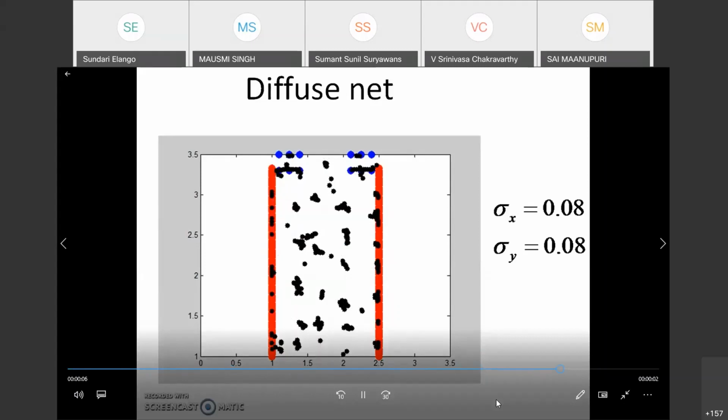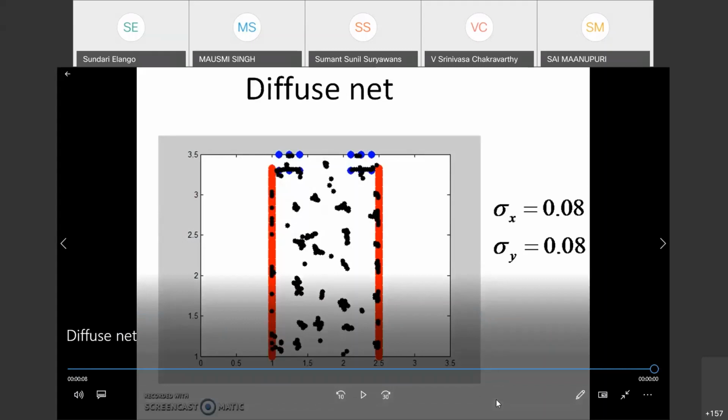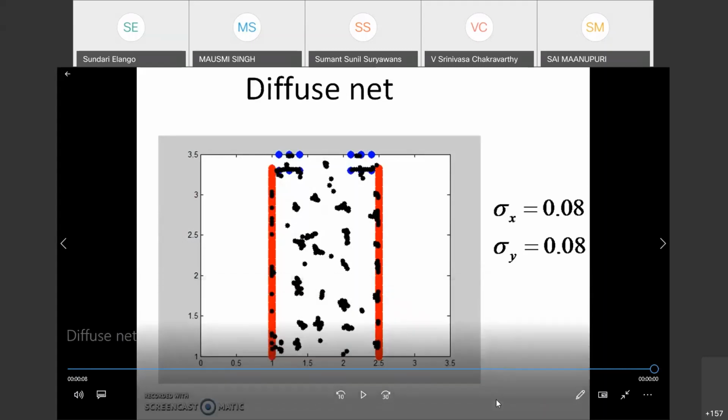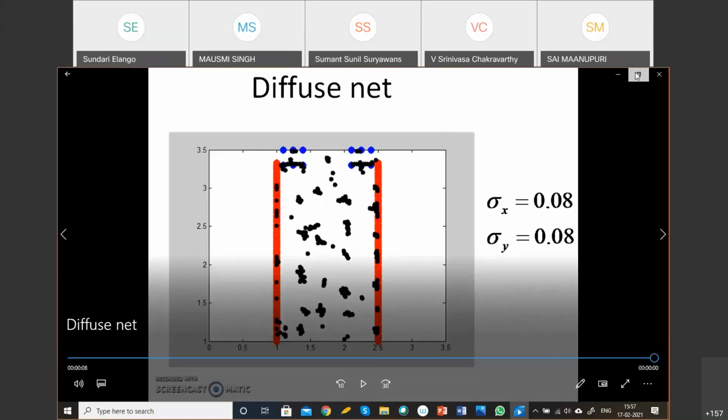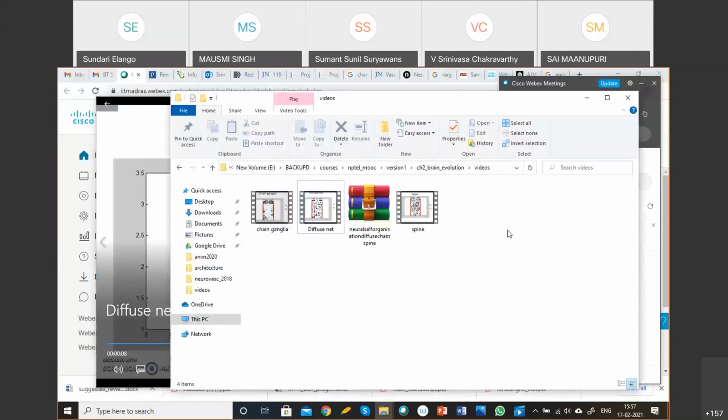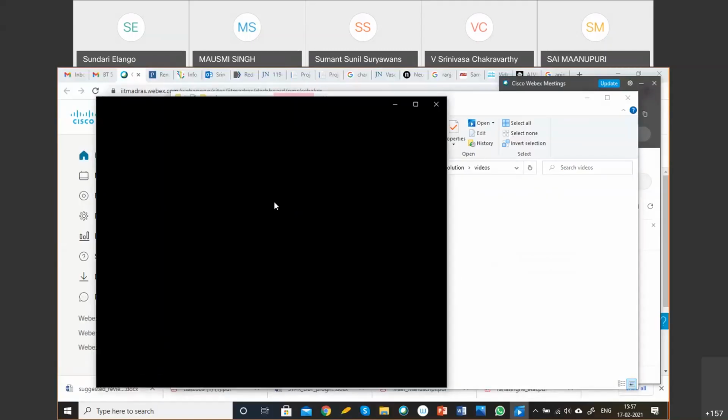So they stabilize somewhere in the center. They form small clusters which are distributed all over the body, right? So for these parameter values, what we got vaguely resembles the diffuse nerve net. Then let us look at one more video like that.